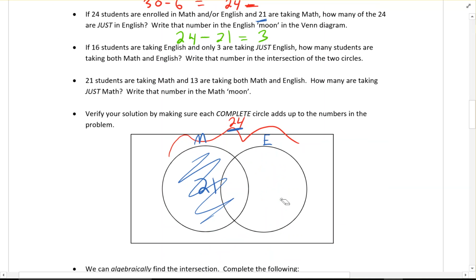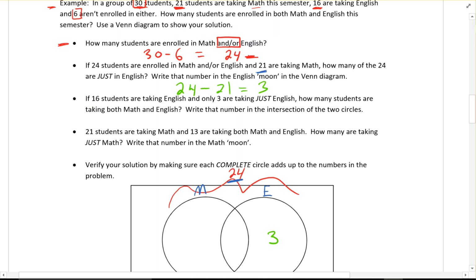So now I've figured out part of my puzzle. This is a puzzle that we're working through. I've figured out that this part is going to be 3. What I'm after is to figure out what just this part is and what just this part is. That's the end goal. We figured out part 1 of our puzzle. Okay, so now it says if 16 students are taking English and only 3, the number we just found, are taking just English, how many students are taking both math and English?